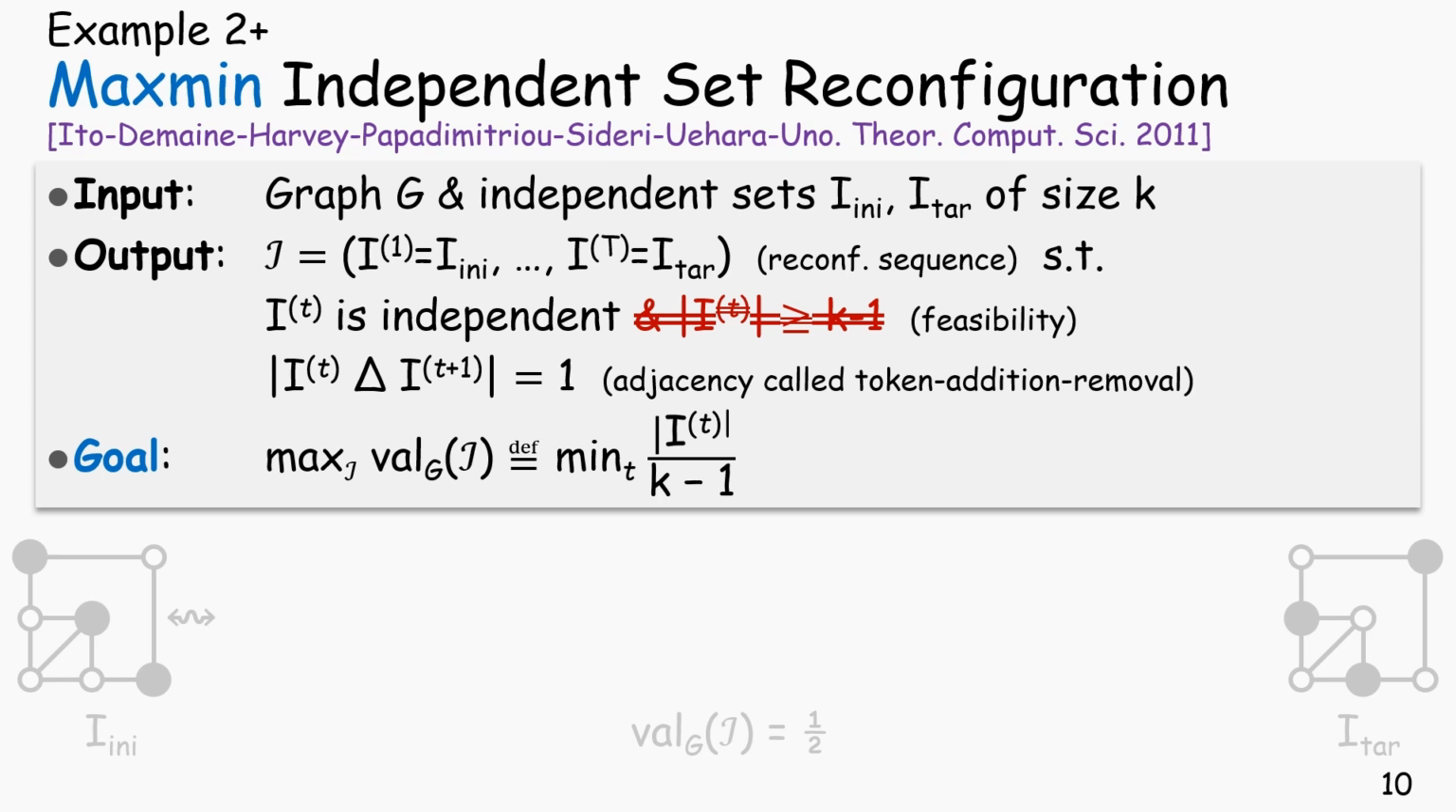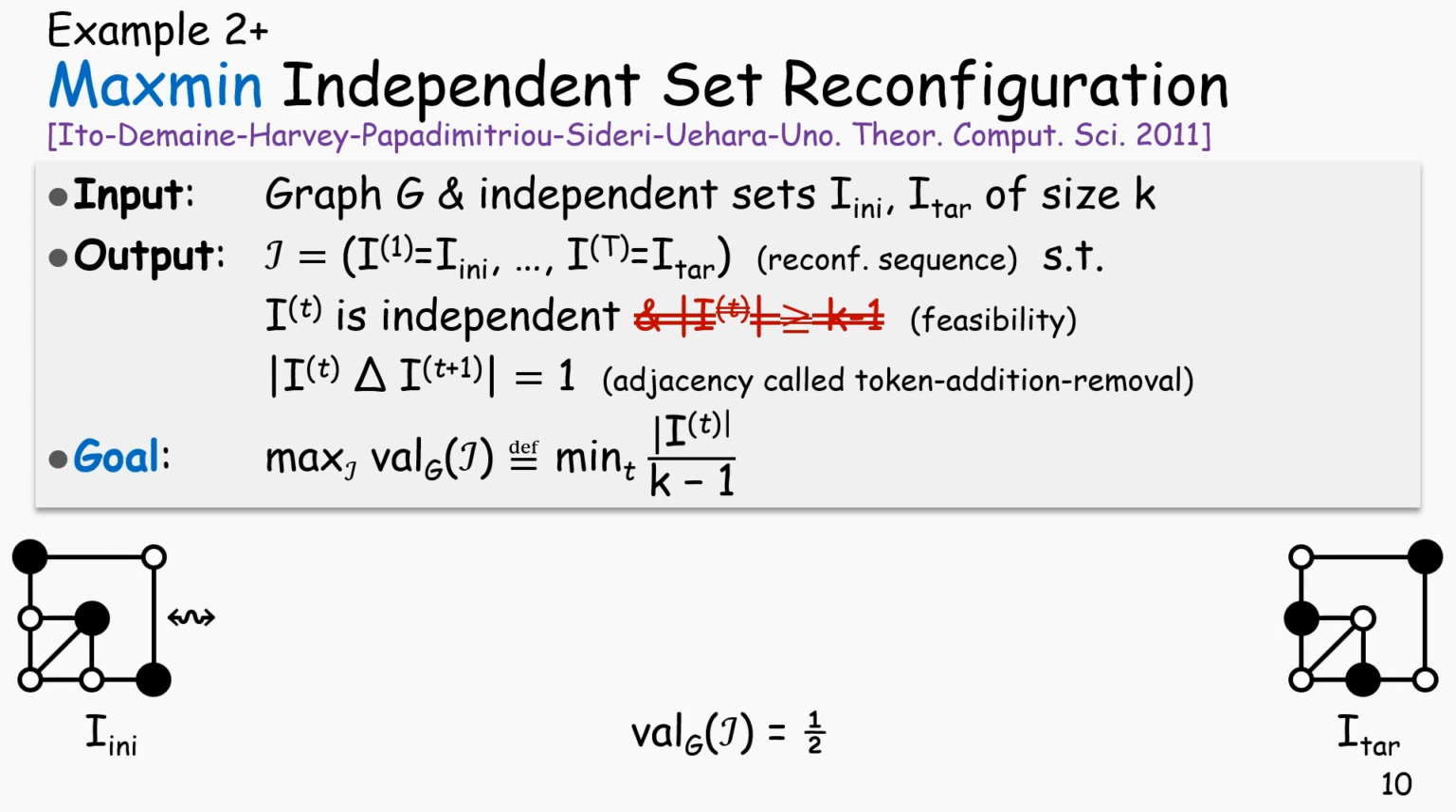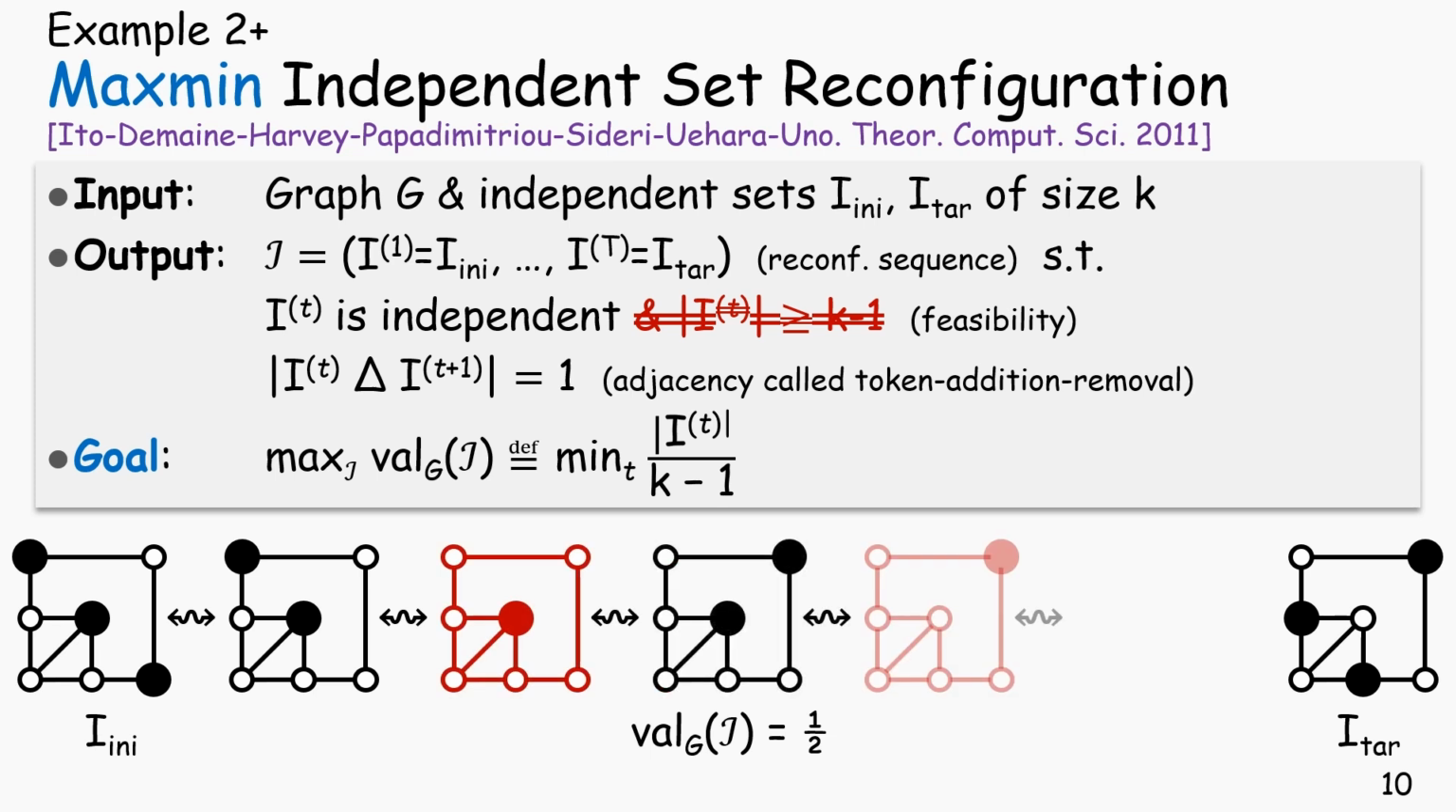Max-min independent set reconfiguration is an optimization version of independent set reconfiguration. We relax the size constraint of independent sets. The objective function is the minimum size of independent sets in the reconfiguration sequence. Consider a no instance in the slide. We can transform the left independent set into the right independent set if we can use independent sets of size 1. So the objective value of this sequence is 1/2.